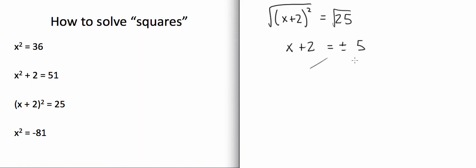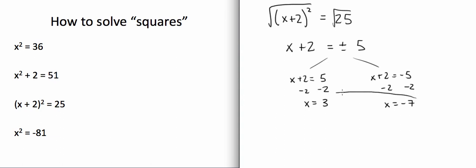So once again, this breaks it down into two problems. We've got x plus 2 is equal to a positive 5. x plus 2 is equal to a negative 5. So now we minus 2, minus 2. We've got x equals 3. We minus 2 and minus 2. x equals negative 7. Those are the two answers that we can come up with there.